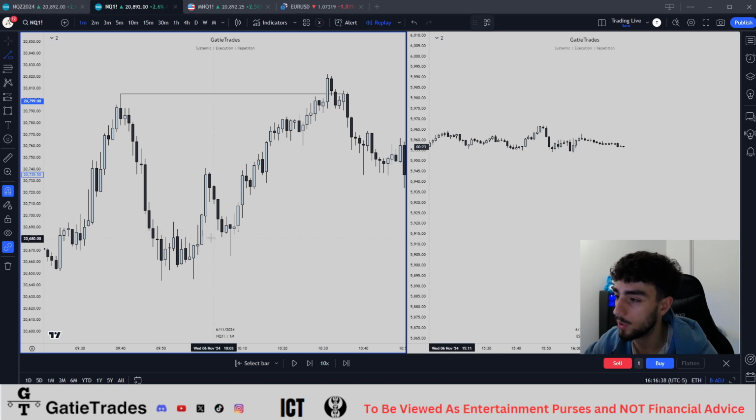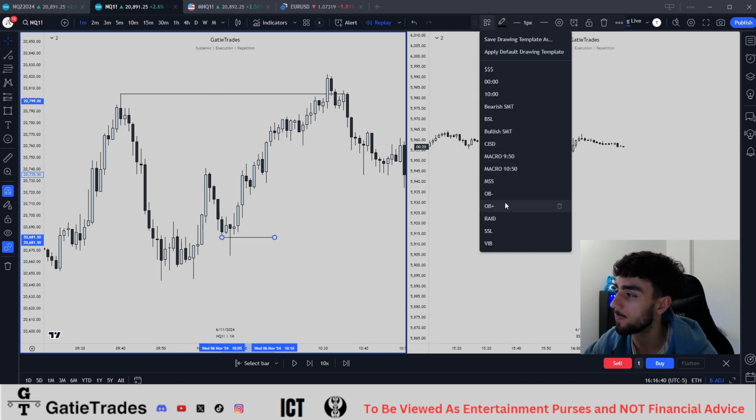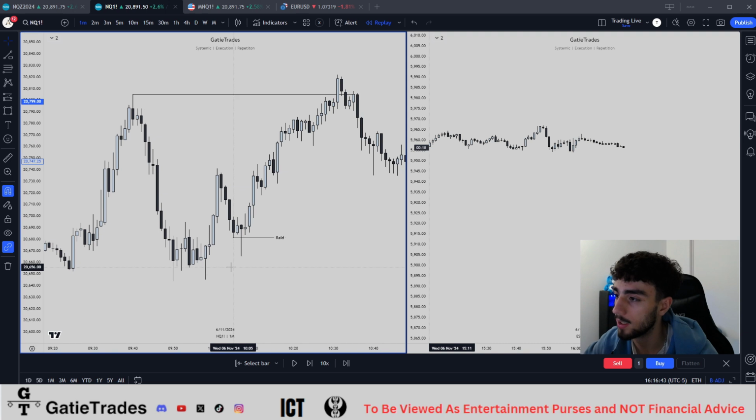The reason you want to wait for the liquidity sweep, so on NASDAQ it's right here, is because you don't want to be the liquidity sweep, right? Wait for the liquidity sweep and then wait for the trade.